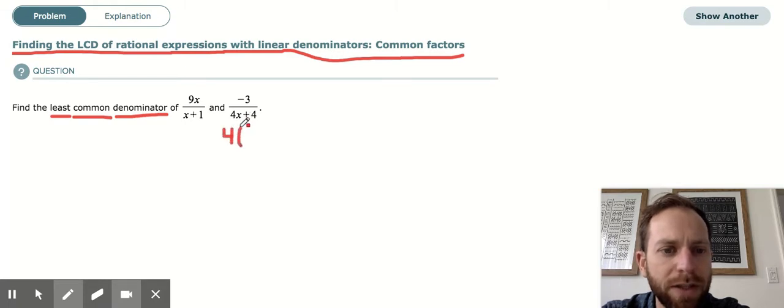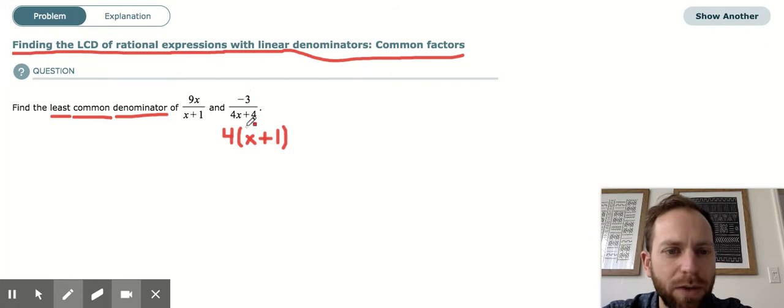And what's left inside? What would I multiply 4 times to get 4x? Well, that's just 4 times x. And then what would I multiply 4 times to get positive 4? I'd multiply it by positive 1. You can check it by thinking, okay, 4 times x is 4x. Okay, 4 times positive 1 is positive 4. If you distributed this, it would be equal to this expression right here. So that's how you would factor it.